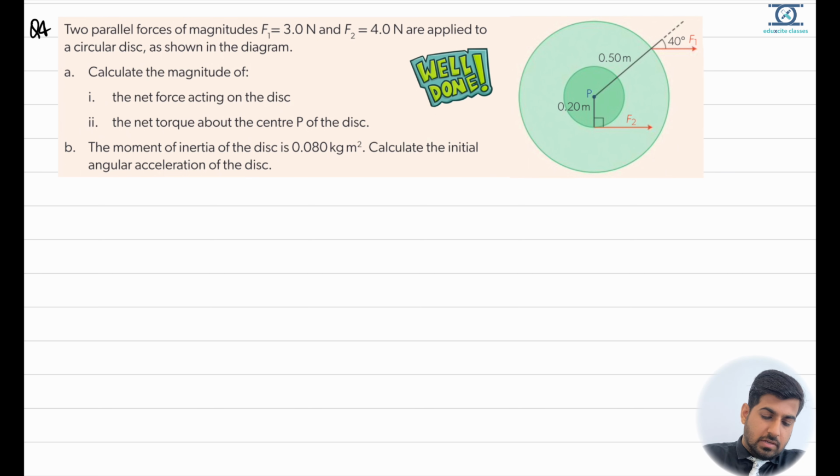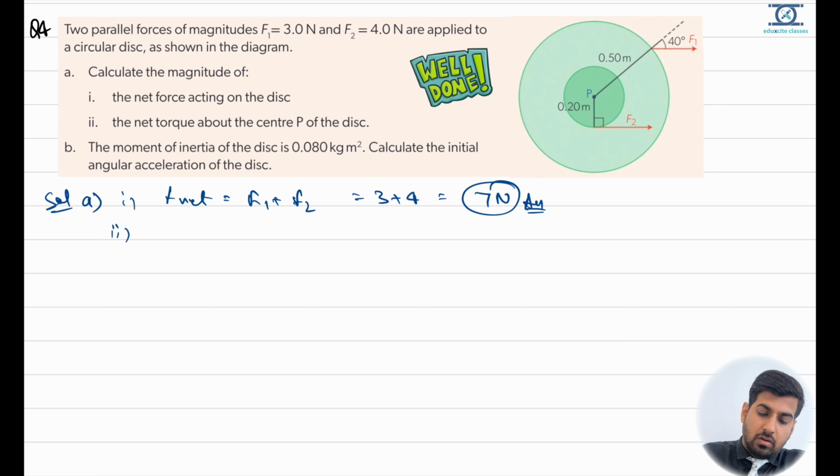If you look at the A part, the net force acting on the disk. There are only two forces and both are in the same direction. So I can simply say the net force is F1 plus F2, which is 3 plus 4, which is 7 Newton. That's the answer, very simple. Now the second part is the net torque about the center P of the disk.